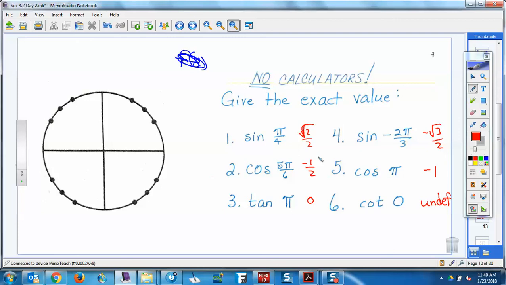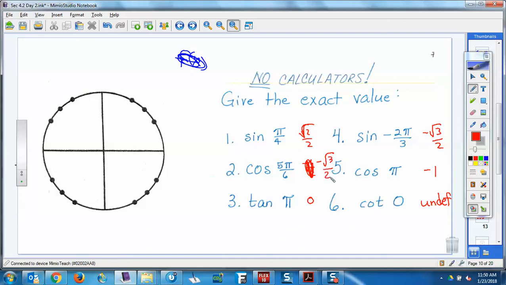Okay, I know that may not be enough time for all of them, but what do you got for sine pi fourths? And you can just make these up all day long in practice. But anyway, sine pi fourths, what do you got? Quick, shout it out. Root 2 over 2. What about number 2? Cosine 5 pi over 6. Root 3 over 2, negative or positive? Negative.